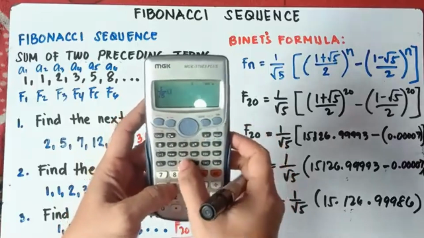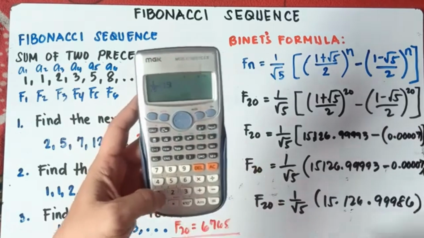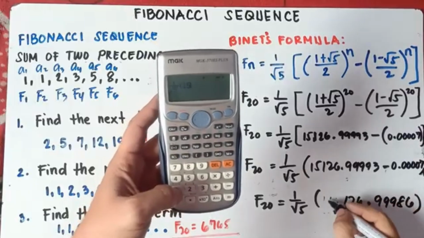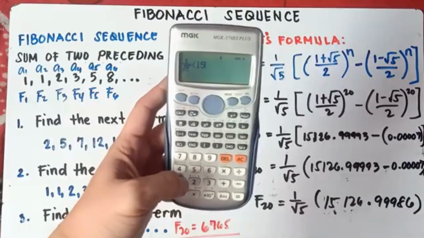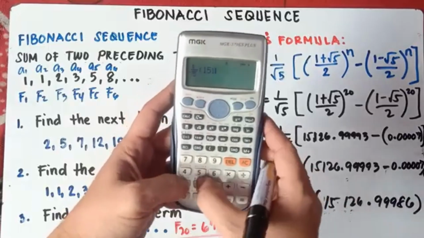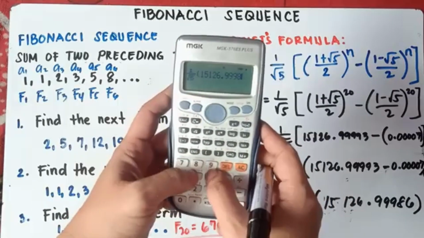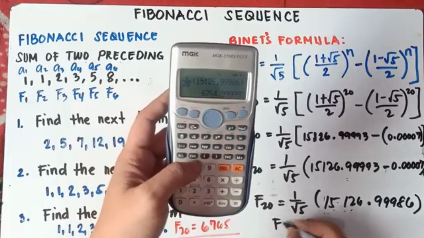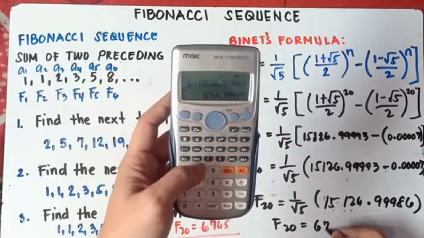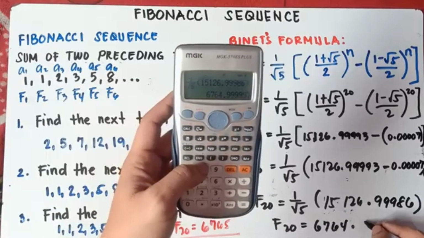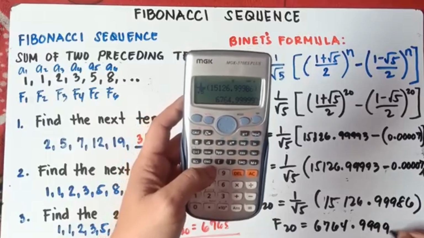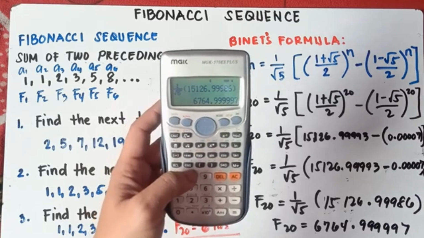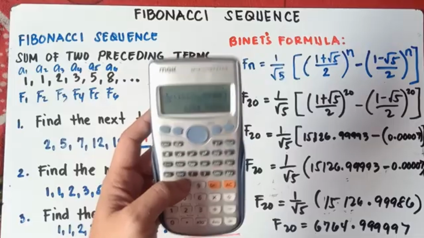Alright, then times 15. No, this is not 15 point, class. This is 15,000. Sorry, this is 15,126 times 15,126.99986, close parenthesis. And you will get 6764.99994, 5 nines then 7.